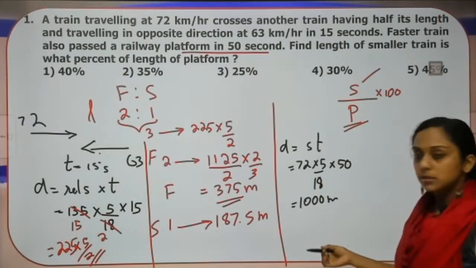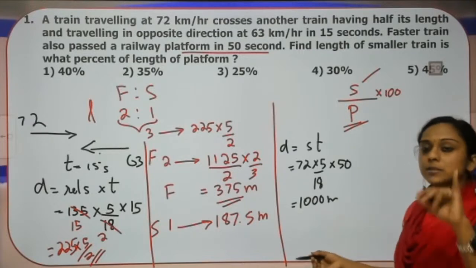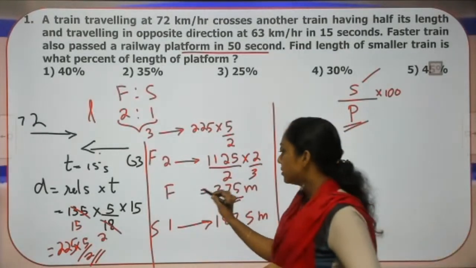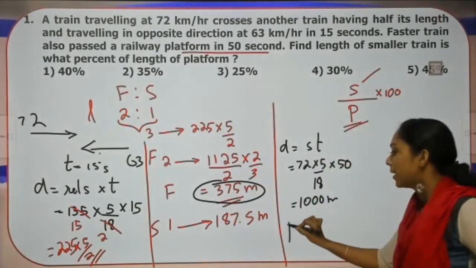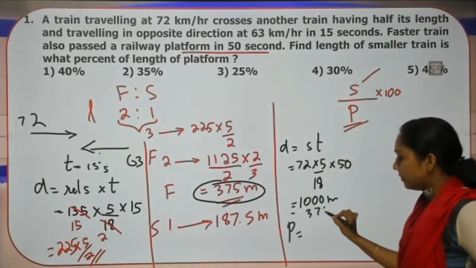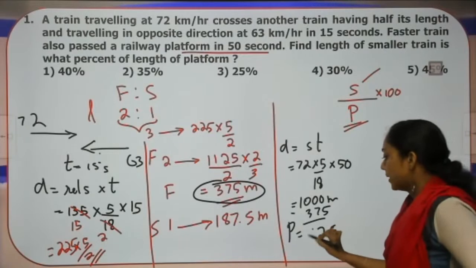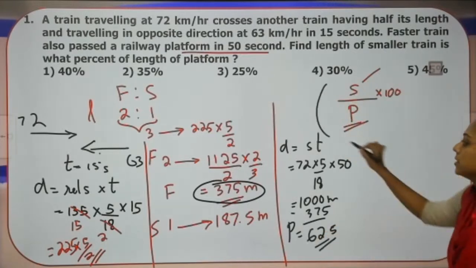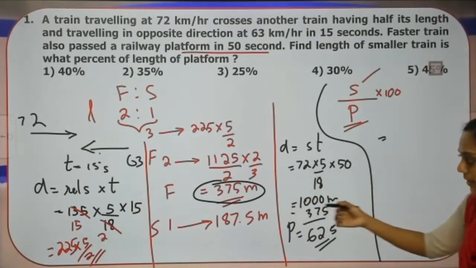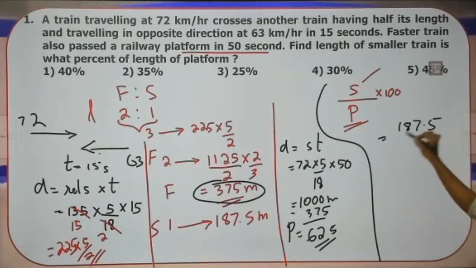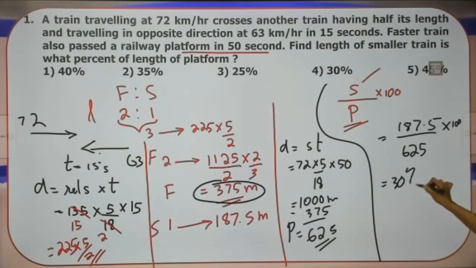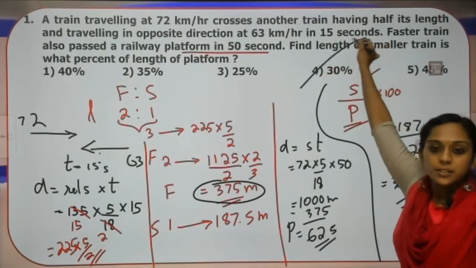You will get distance as 1000 meters, that is the length of the faster train plus platform. You know the length of faster train is 375, so the length of platform will be minus 375, so that will be 625. Okay, so what is our answer? Slower train, that is 187.5 divided by 625 into 100. Cancel with 25, you will get the answer as 30%. Simplify this, you will get the answer as 30%, that is option 4.